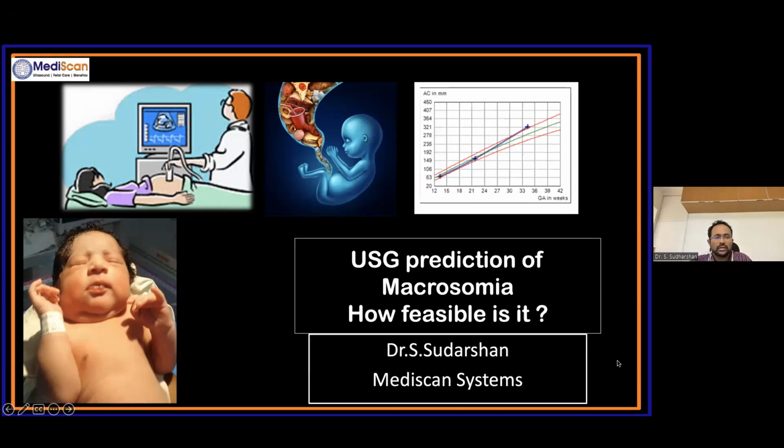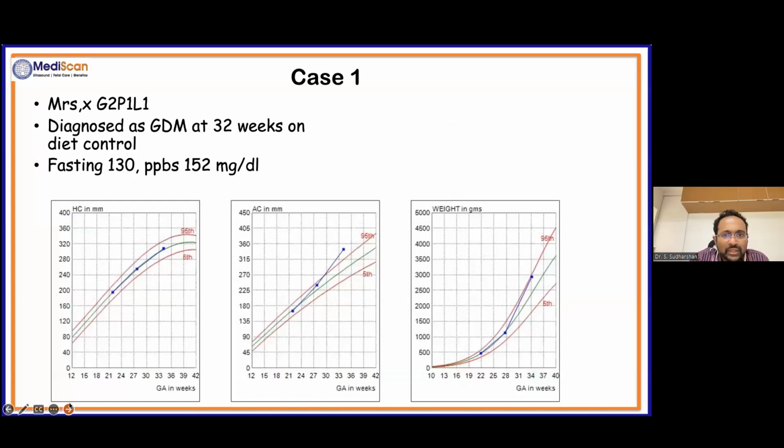Very good afternoon. In this session I'll be dealing with the ultrasound prediction of macrosomia, and whether this is actually feasible or not. I'll take you through a couple of cases to show you how things work when we do the scan. This was a second gravida diagnosed as GDM at 32 weeks, with fasting sugars of 130 and postprandial of 150. And these are growth curves.